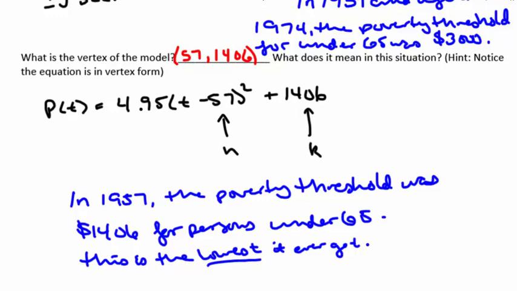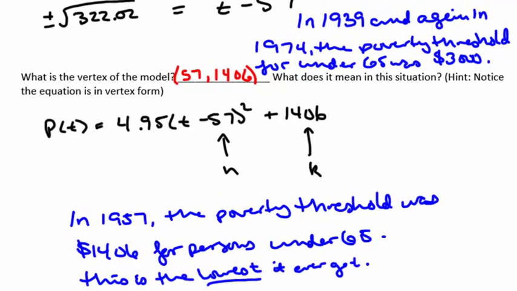Also, because this is the vertex, we can mention that this is the lowest the poverty threshold ever got. We know it's lower because we know that it was higher in other years. So the vertex is the maximum value, the minimum. 1,400 cannot be the maximum because there were values such as 3,000 that were larger than it, so it must be the lowest value. The other reason I can tell that it's lowest is that my A, my coefficient, is a positive number. So this graph is going to be facing up, and so therefore it has a minimum.